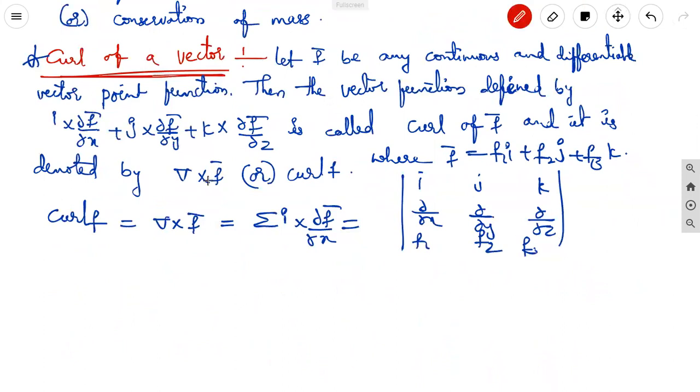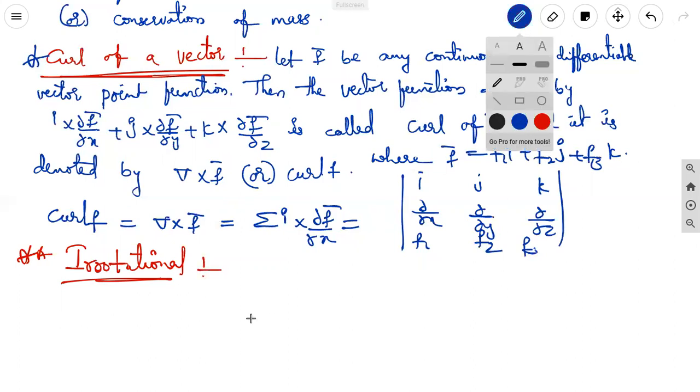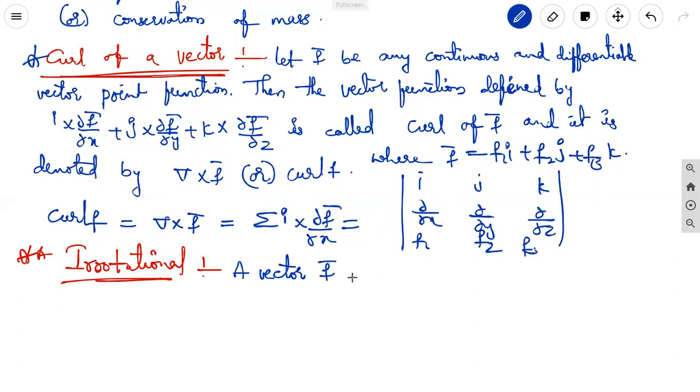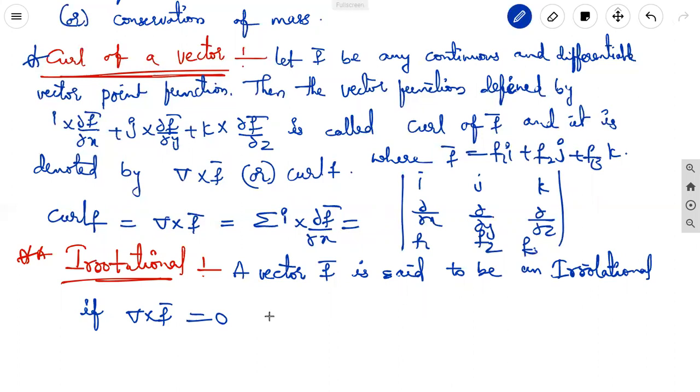Next definition is very, very important. That is irrotational. A vector f vector is said to be irrotational if del cross f vector equal to 0, or curl f vector equal to 0. Then f vector is said to be the irrotational vector.